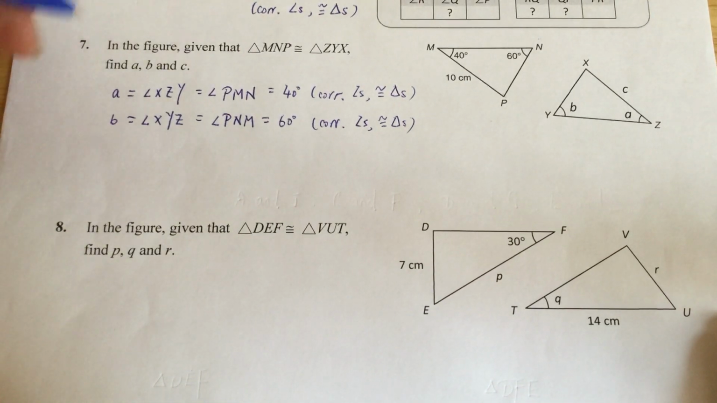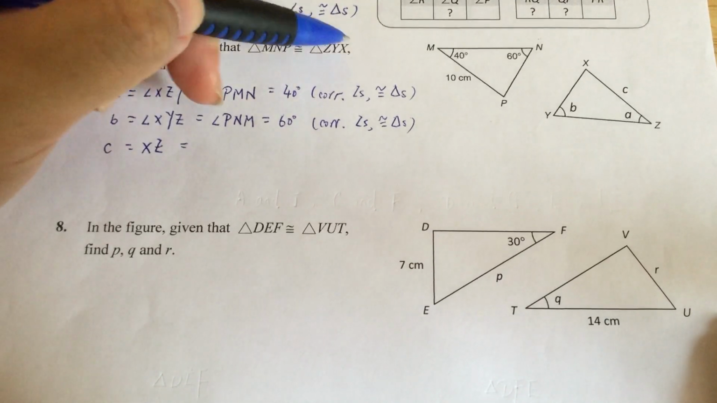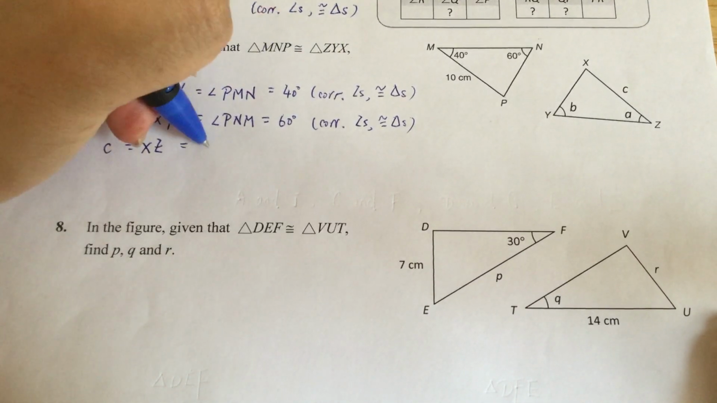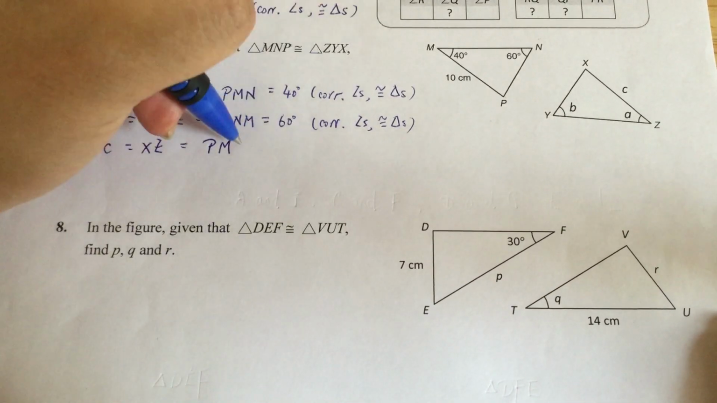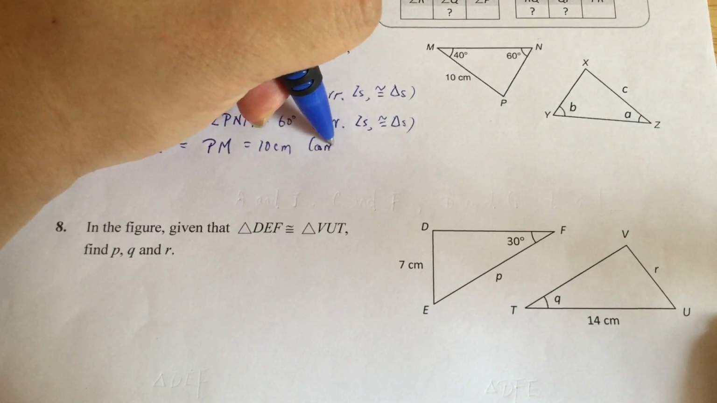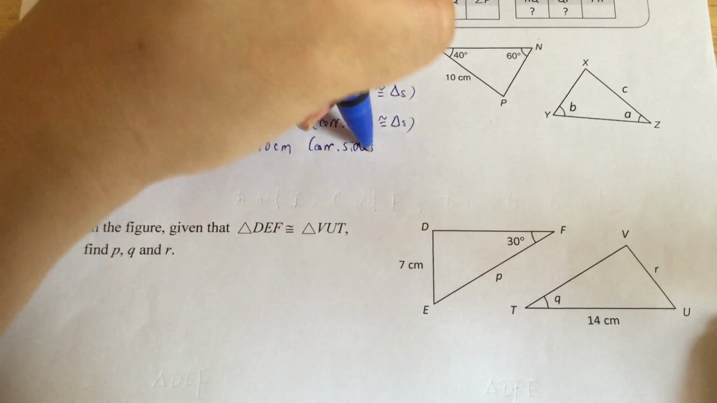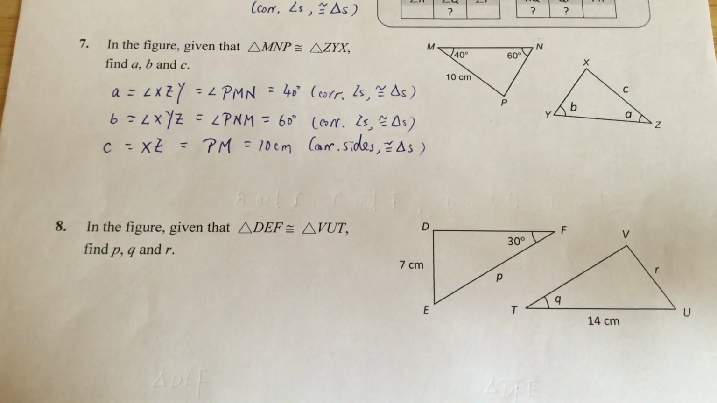So the last one is C. C is equal to XZ. That means the third letter and the first letter. So this is the third letter P and the first letter M. So this is PM. PM is 10 cm. So this is correct. This is corresponding sides, congruent triangles. So this is the answer for question 7.